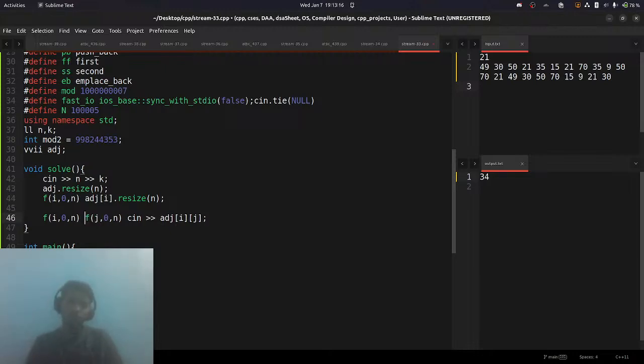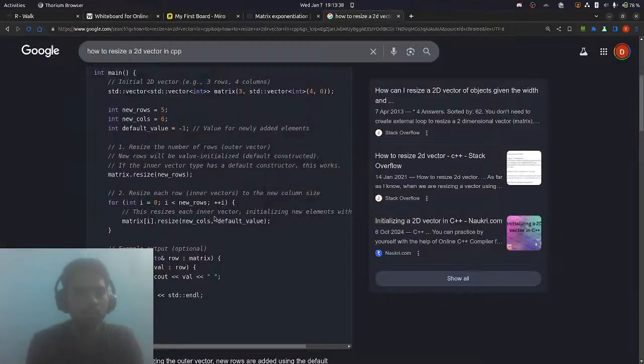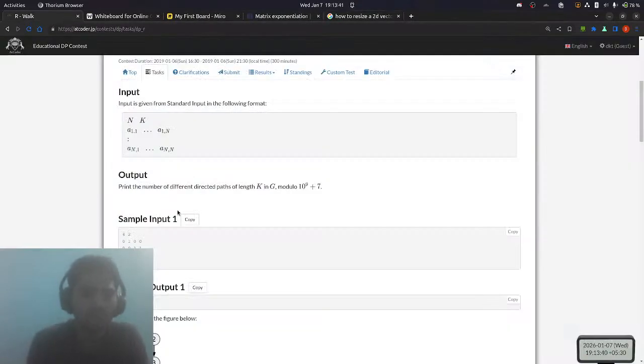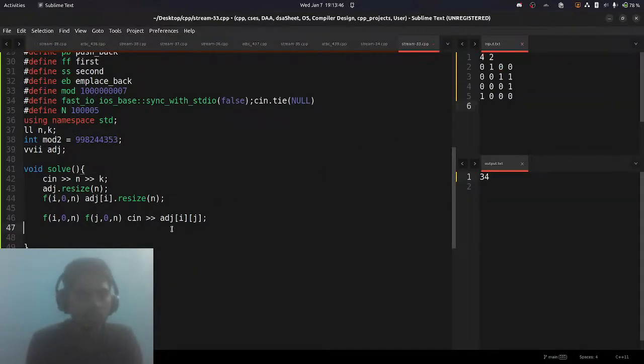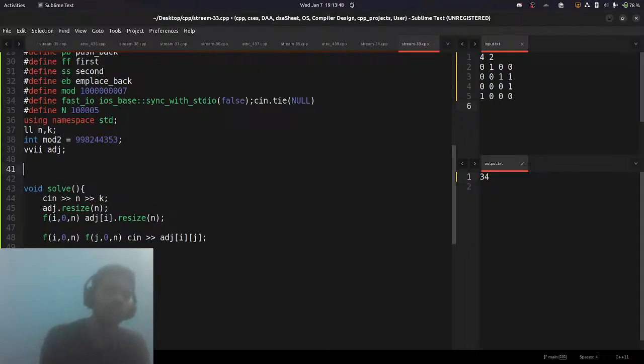So this is basically a zero-indexed matrix operation. We'll solve it in zero-indexed manner only. Paste this, and I'm going to make a helper.